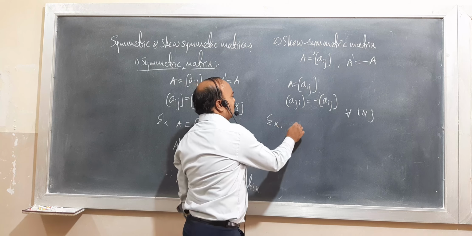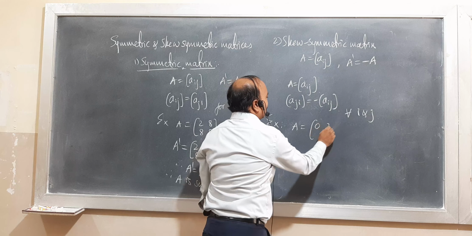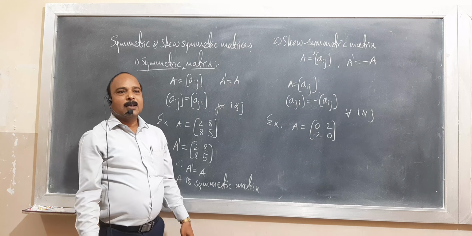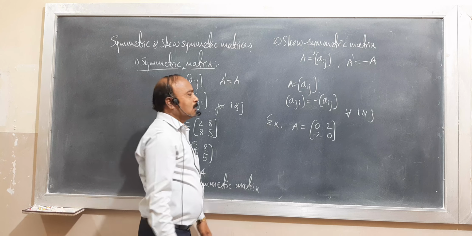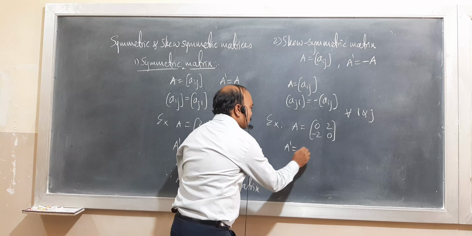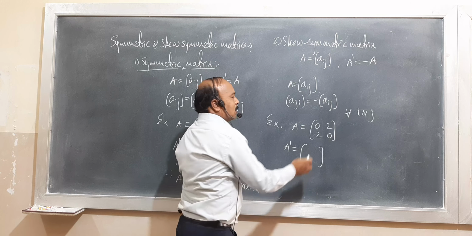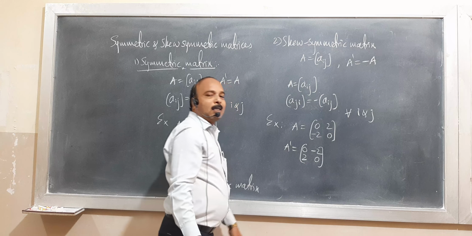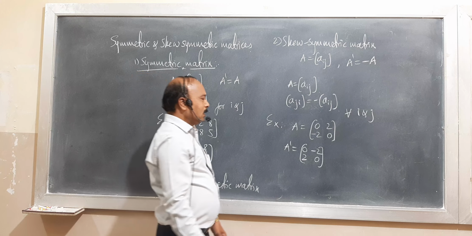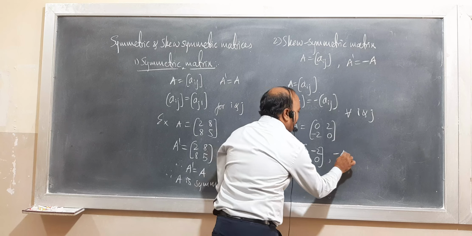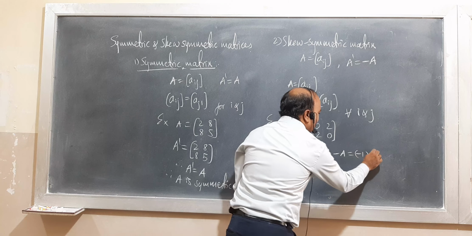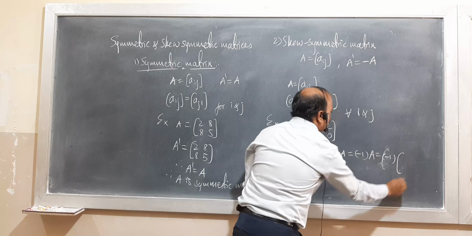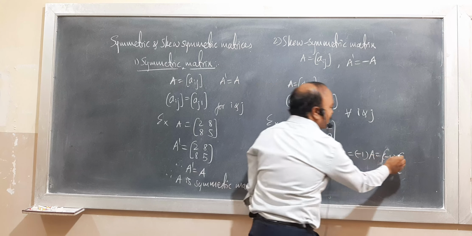For example, if A equal to 0, 2, minus 2, 0, it is a given square matrix. First we consider transpose of this, that is A dash. A dash equal to, now you transpose this, you get 0, minus 2, 2, 0. It is transpose of A. Next we consider minus A. Minus A means minus 1 into A. So minus 1, A is 0, 2, minus 2, 0.